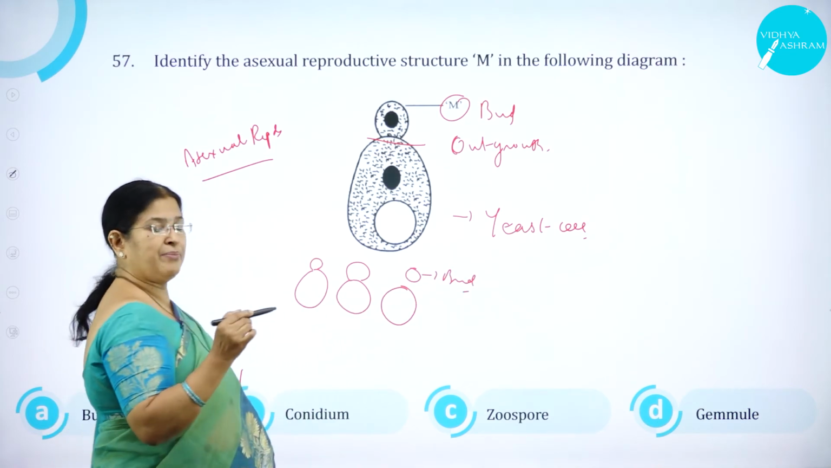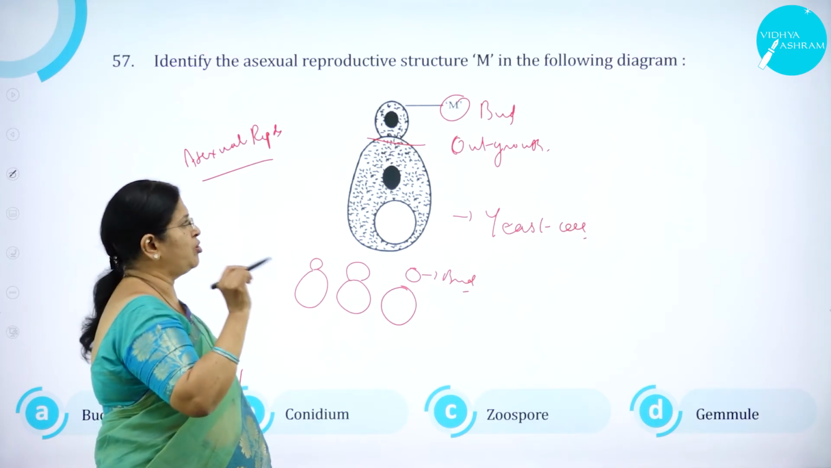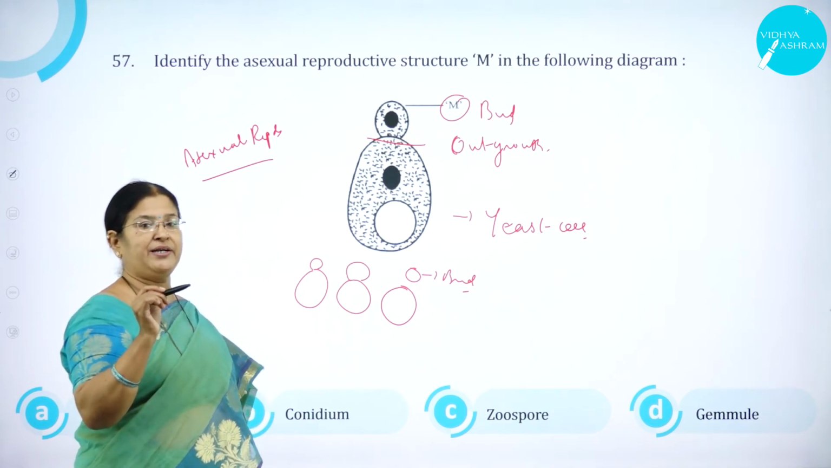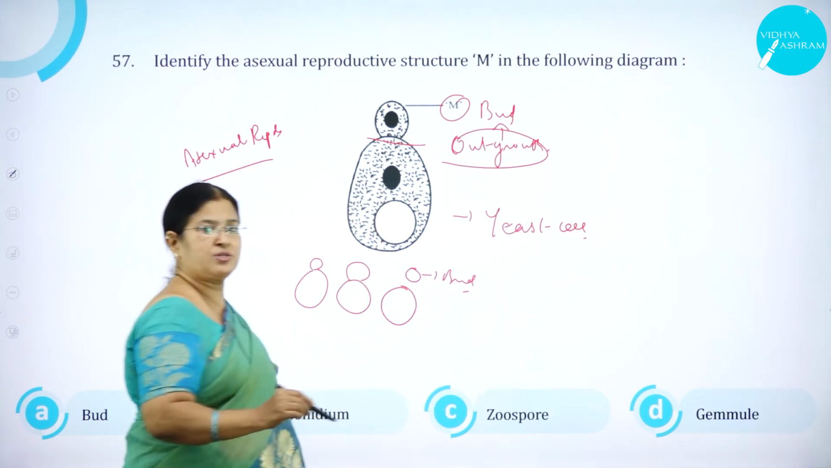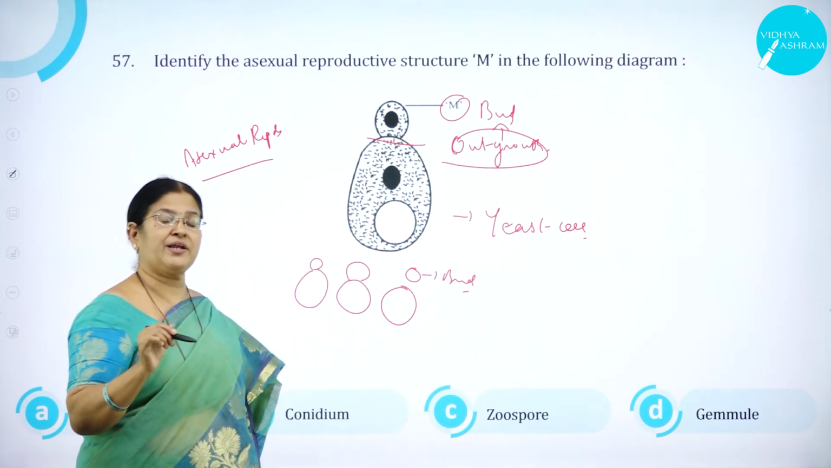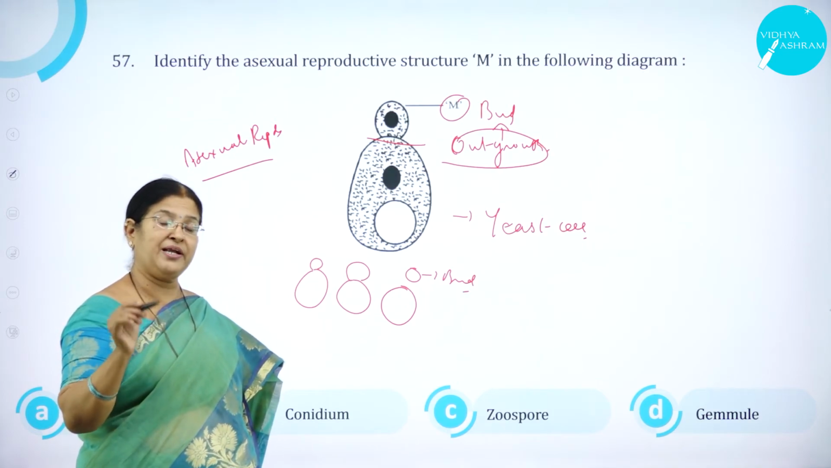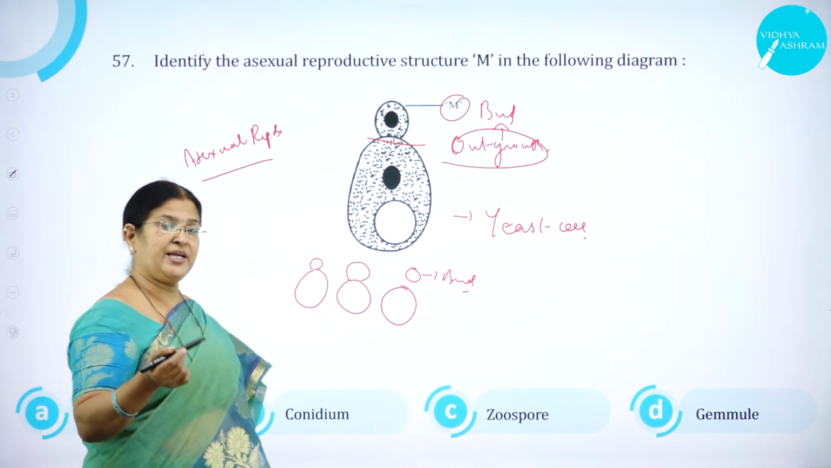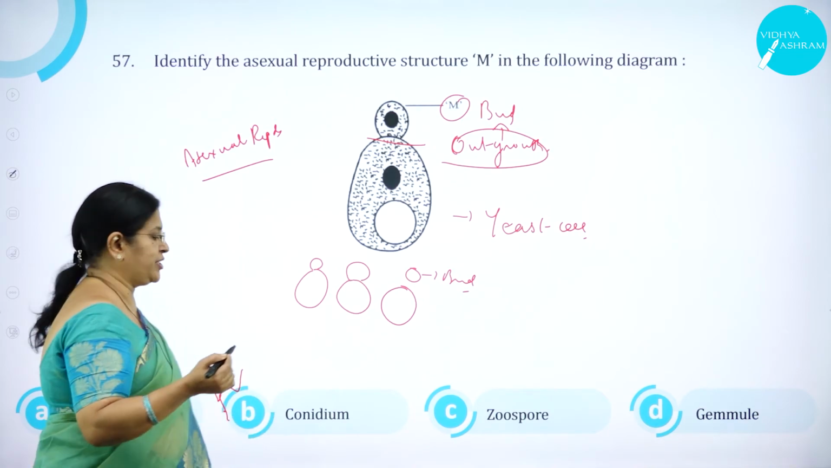So what is a bud? Bud is an outgrowth. What is outgrowth? In one particular region of the parent body, repeated mitotic cell division will take place, and that repeated mitotic cell division will lead to an outgrowth. And that outgrowth is called a bud. This bud will remain attached to the parent body till it is completely developed. Once it is completely developed, it detaches from the parent body and starts leading a new independent life. So budding is one type of asexual reproductive structure.